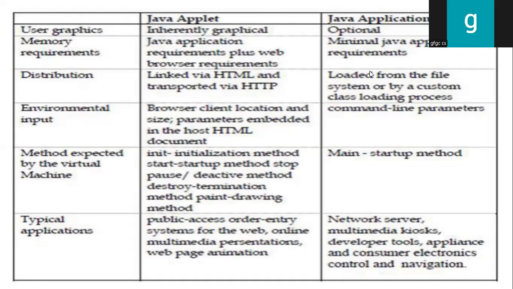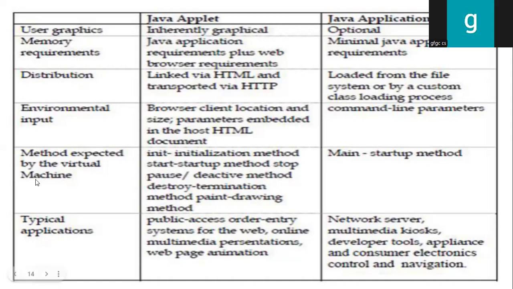Here, the minimal Java application requirement for distribution, we need it linked via the HTML and transported via HTTP, loaded from the file system or by a custom class loading process. When the Java application file is created, we just create a folder and store it there. For this, we need HTML because we are using the HTML tags. Then environmental input: browser client location and the size parameter embedded in the host HTML document. Here command line parameters are needed.